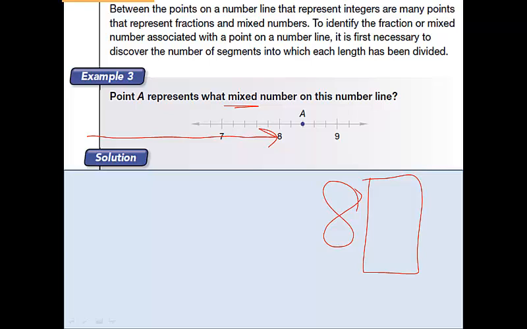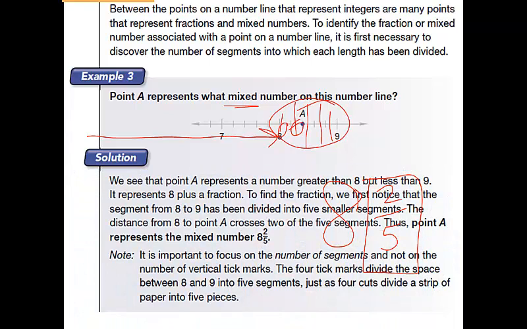If we count the sections between 8 and 9, we have 1, 2, 3, 4, 5 sections. And A is sitting in section 1, section 2. So we know that A is on 2 out of the 5 sections up here. So our answer should be 8 2/5. Let's see if we're right. Hey, there we go. 8 2/5.